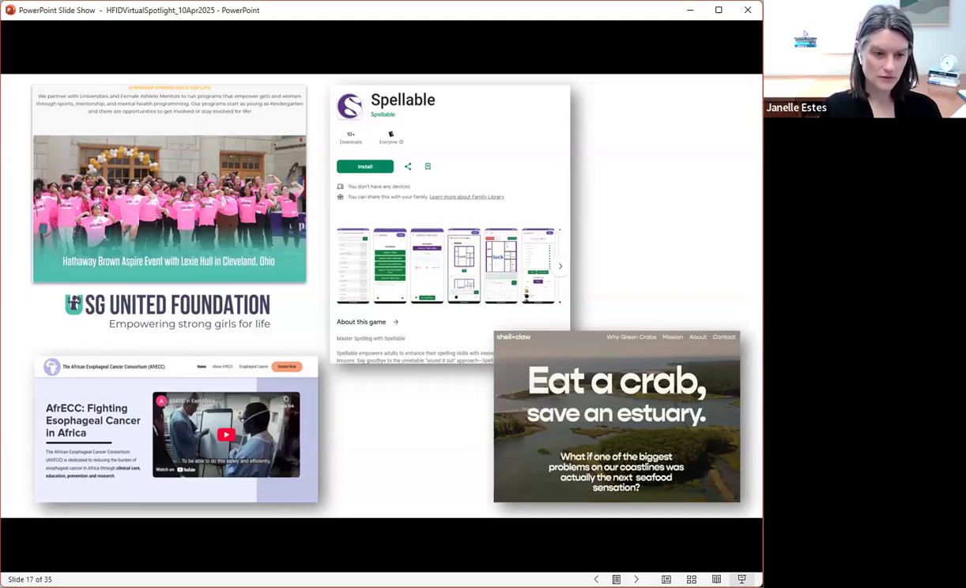We also have a group of students. We have 2 groups of students separately that have worked on the AFREC website, the African Esophageal Cancer Consortium.